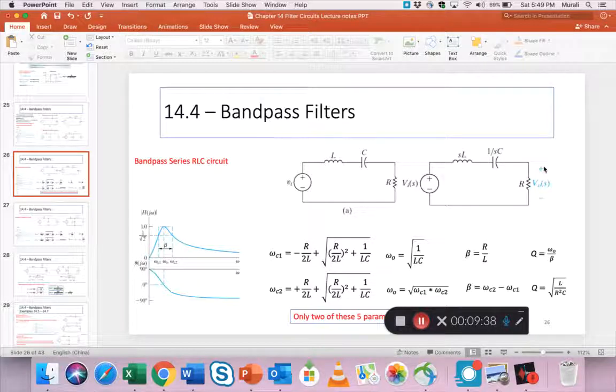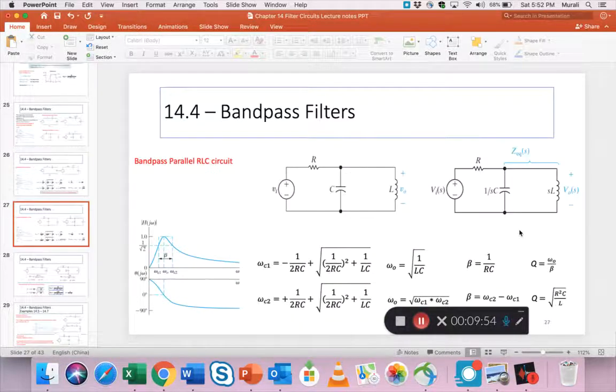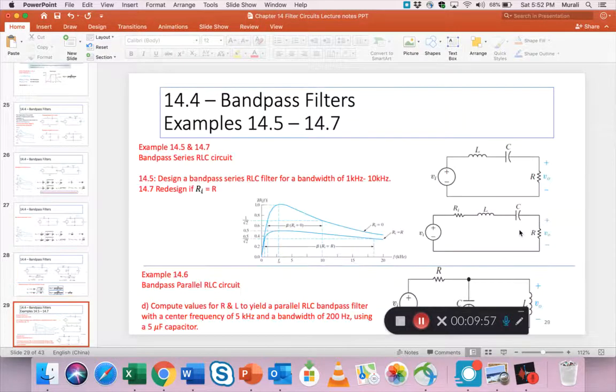Okay, he uses these formulas for omega C1 and omega C2 that were on slide 26 just as a double check on whether, if you use these RLC values and use those formulas, you get back the original 1000 hertz to 10,000 hertz as the corner frequency, as the band, which he does get.